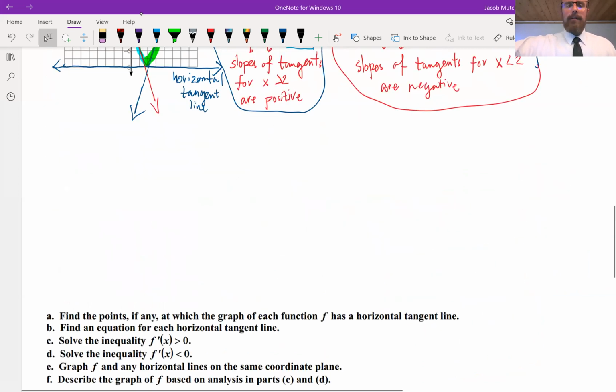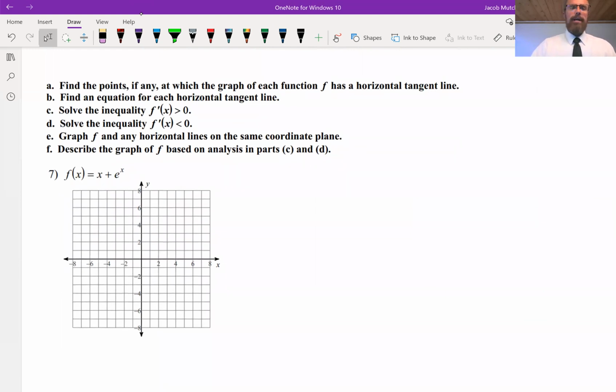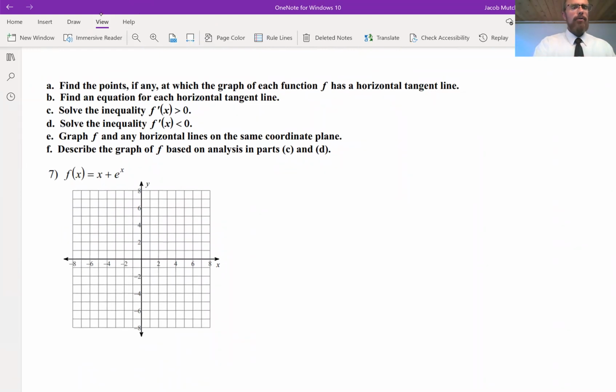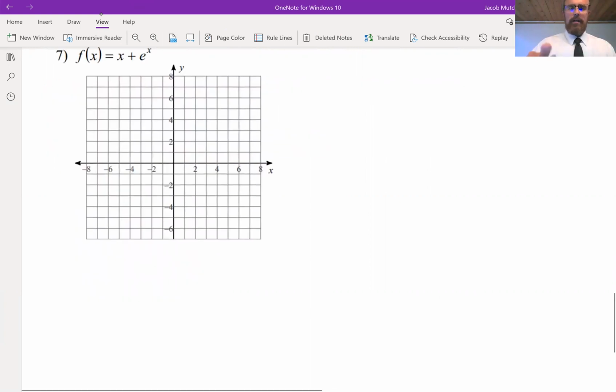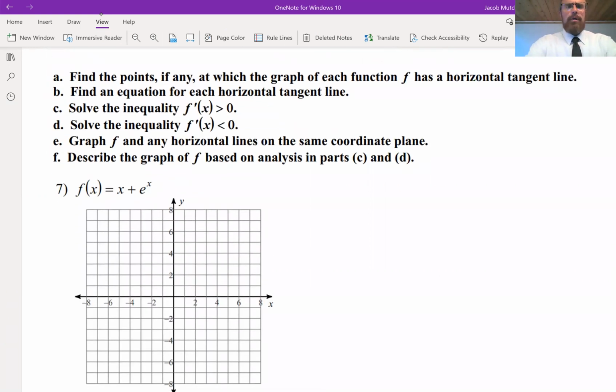Let's take a look at a final example that really we don't have to do a whole lot for. So we got all these steps, but again, we just want to start with part A, which says find the points, if any, at which the graph of the function f has a horizontal tangent line. So what I'll do is I'll set up part A, but let's see what happens.